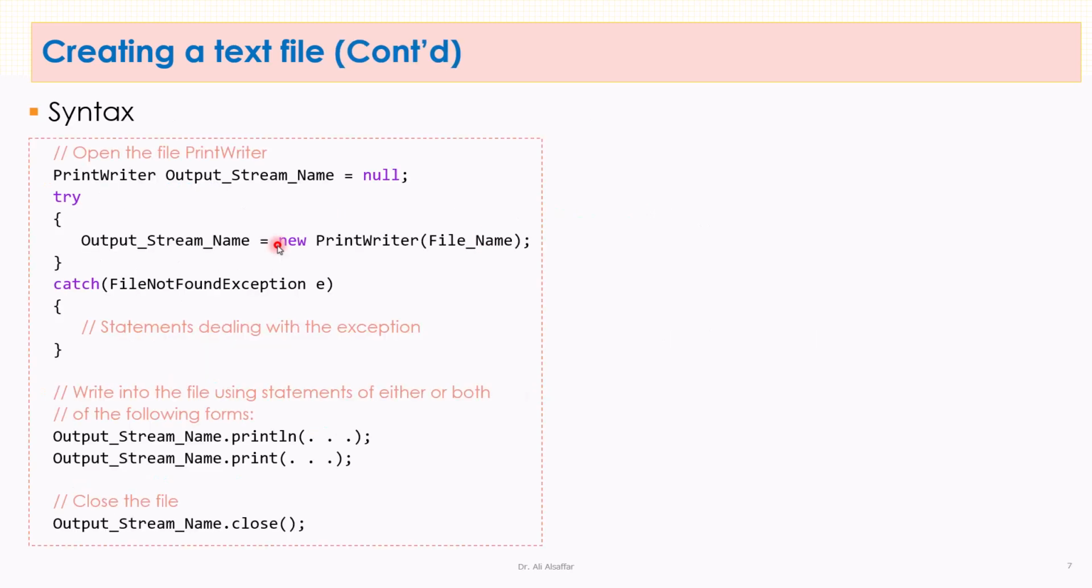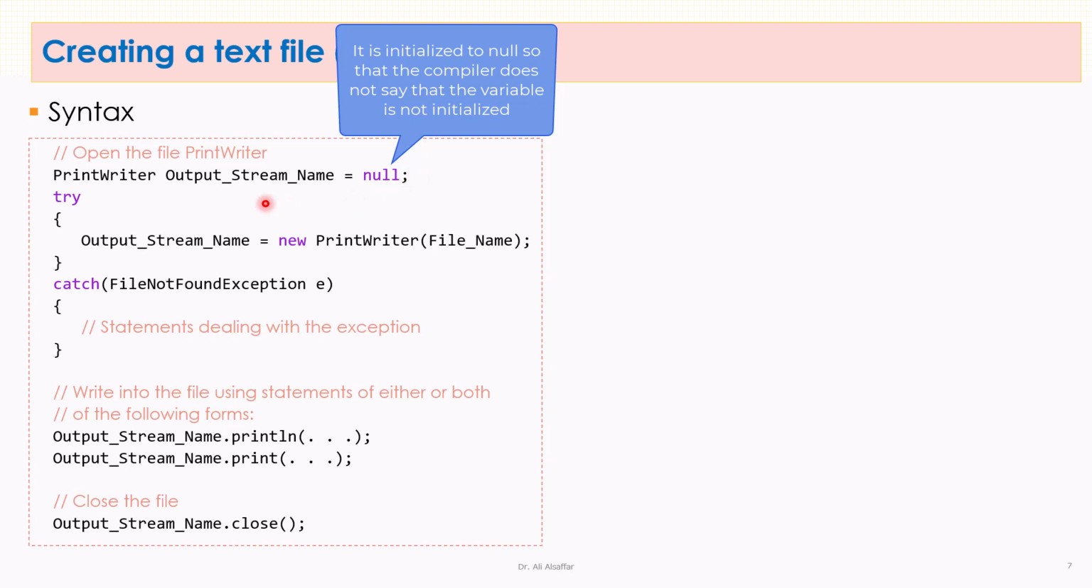After discussing in detail the 3 steps required to create a text file, now is the time to put these 3 steps into action in a Java program. First, we will show you syntactically how to do that, and then we will give you an example. For opening the file, we need to declare an output stream variable of type PrintWriter and initialize it to null. This variable is going to be used as the name of the stream. So whenever we want to write into the file, or close the file, we use this variable.